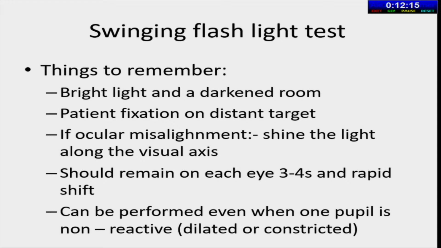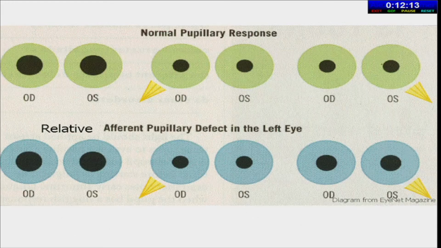The reactions can be done with a swinging flashlight test, which is a simple test where you're asking the patient to look at a far distance in a darkened room, and you're swinging a torchlight from one pupil to the other in the visual axis. Remember, if there is a strabismus, and this is a question that is asked, then the light should be in the visual axis. So you have to move your torch accordingly, if, let's say, it's a large angle exotropia or a large angle esotropia. And based on how the reactions are, you can tell whether there's an RAPD or not.